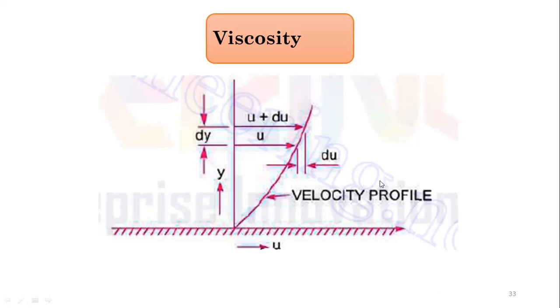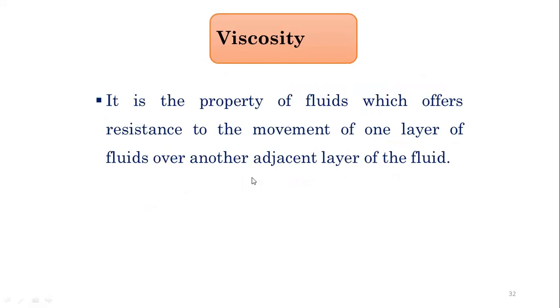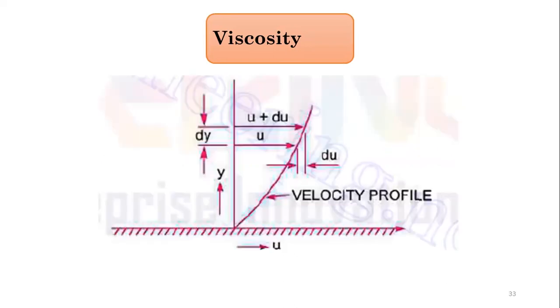So this is the thing which you have to draw when you are asked to define viscosity. It is a property of fluid which offers resistance to the movement of one layer of fluid over another adjacent layer of fluid. Better if you draw this figure, it will be good. So here U denotes the velocities of the different layers of the fluid.